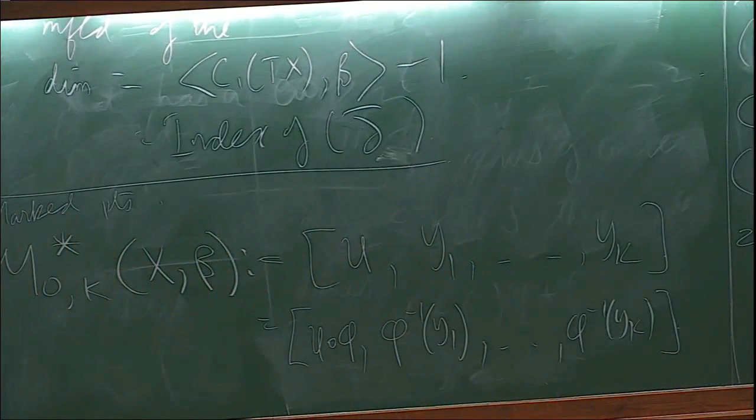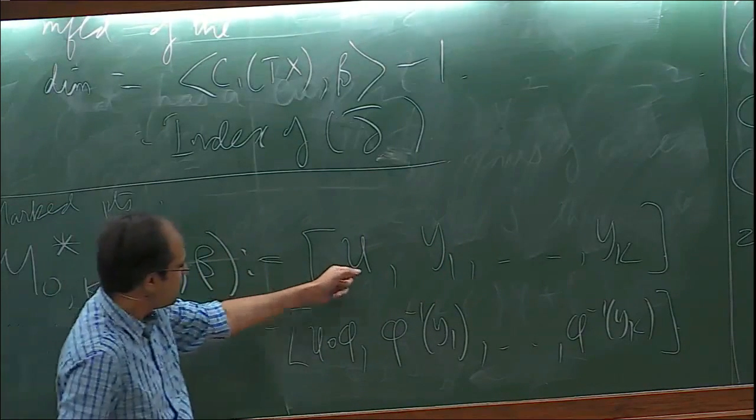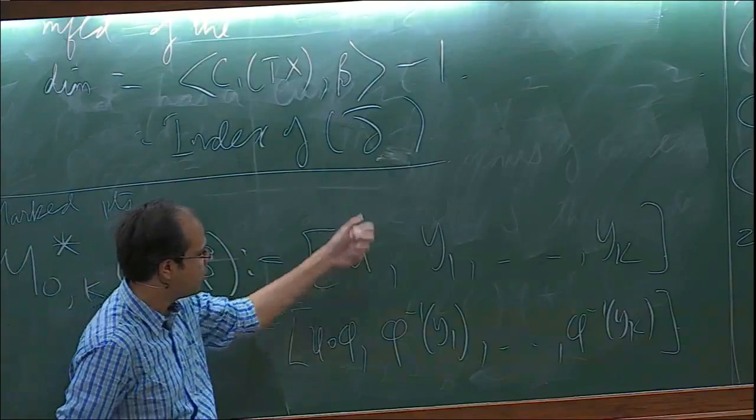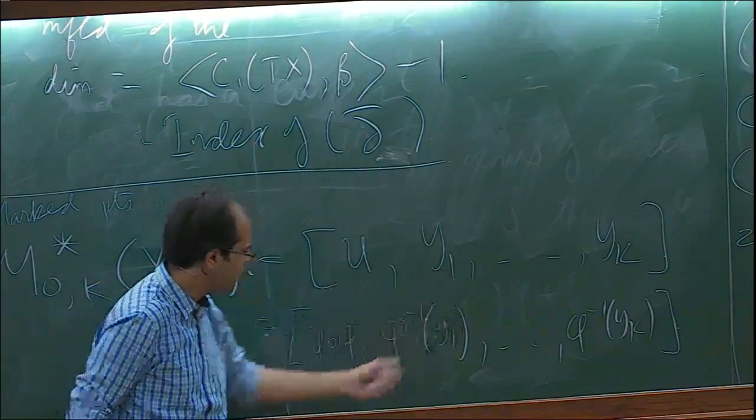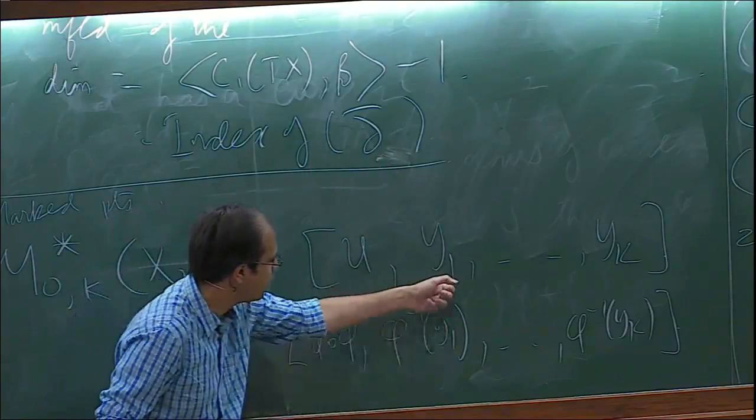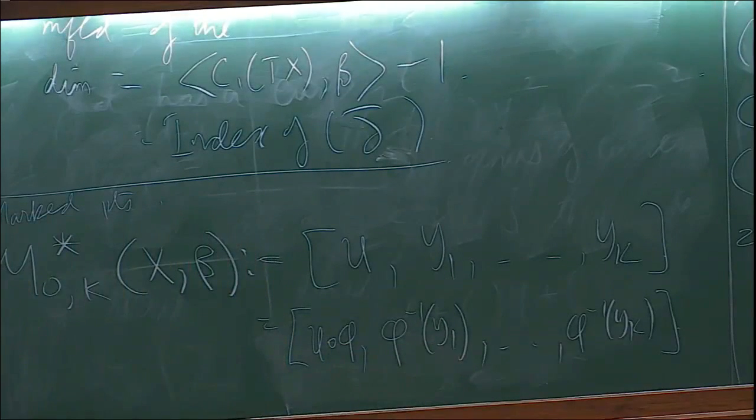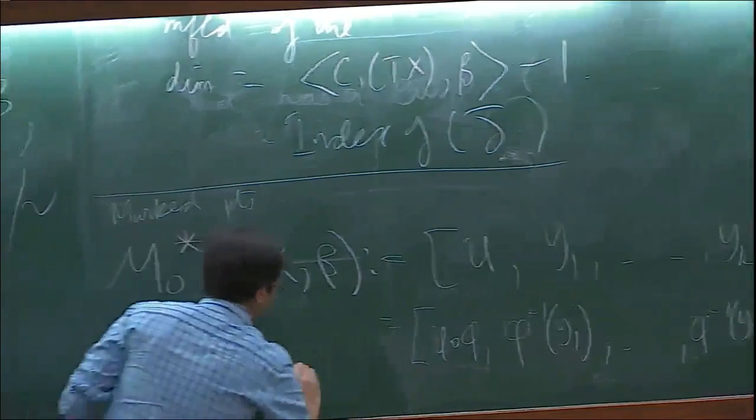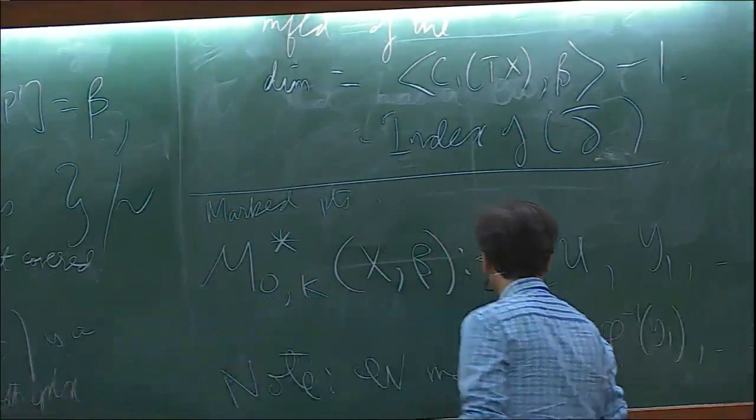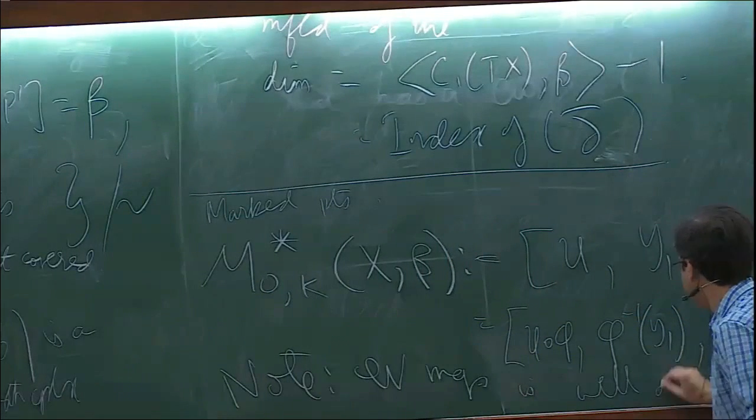Why do they go to this? That is because I want to define something called the evaluation map, which is: take the curve and evaluate it at the marked point. And now you can see it is well defined. U evaluated at Y is the same as U composed with phi evaluated at phi inverse of Y. So note that the evaluation map is well defined.